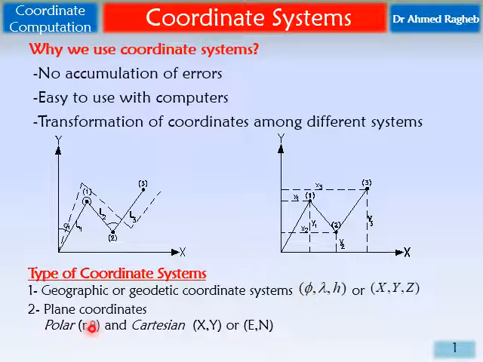And what we'll focus on are the plane coordinates, which is basically either the polar coordinate system, r and theta, or the Cartesian coordinate system, x and y, or basically from now on we're going to speak of it as easting and northing relative to the north direction. Let's go now to the plane coordinates.